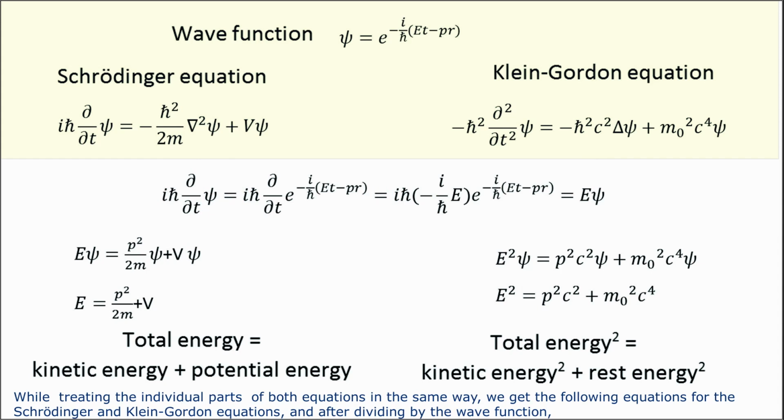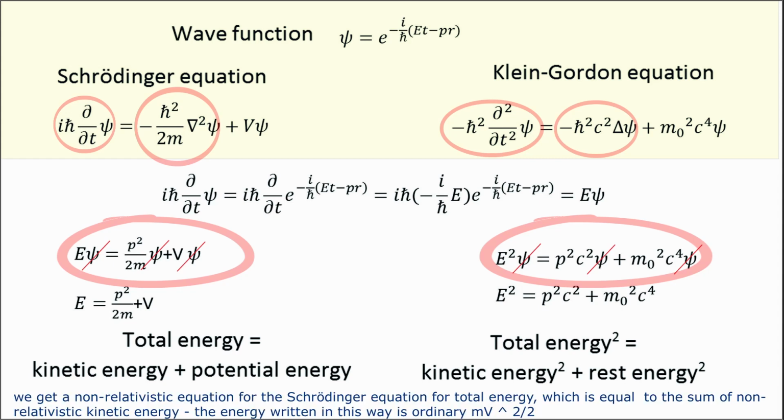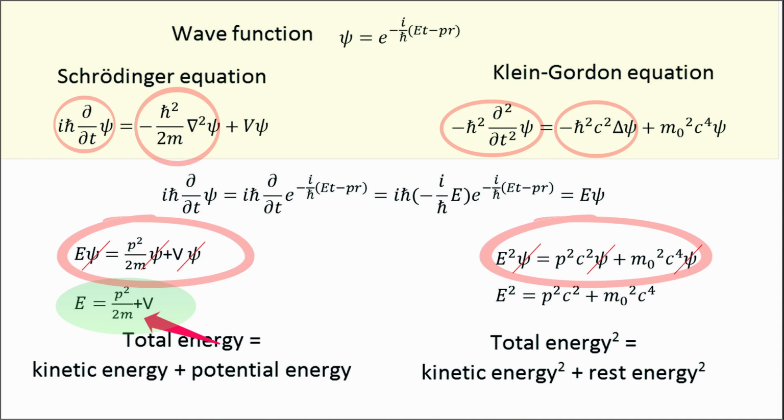While treating the individual parts of both equations in the same way, we get the following equations for the Schrödinger and Klein-Gordon equations, and after dividing by the wave function, we get a non-relativistic equation for the Schrödinger equation for total energy, which is equal to the sum of non-relativistic kinetic energy, the energy written in this way is ordinary mv squared by 2, and of the potential energy.